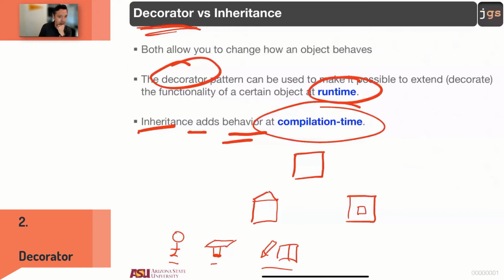This person is going to be a professor. So I am going to decorate this guy with the elements that he needs to be a professor. And at some point in the program, I can just say, you know what? Goodbye. This object is no longer a professor.